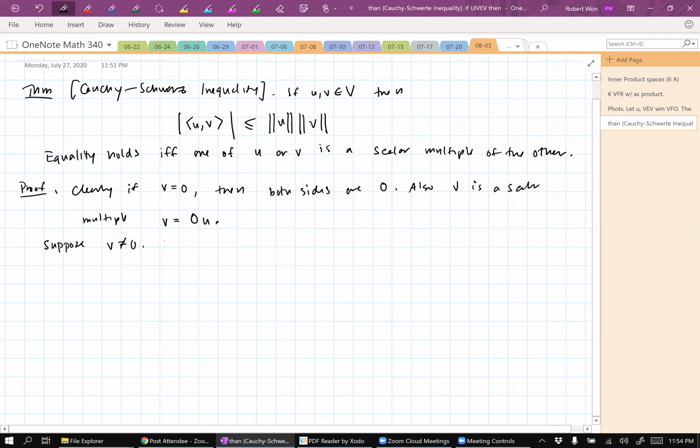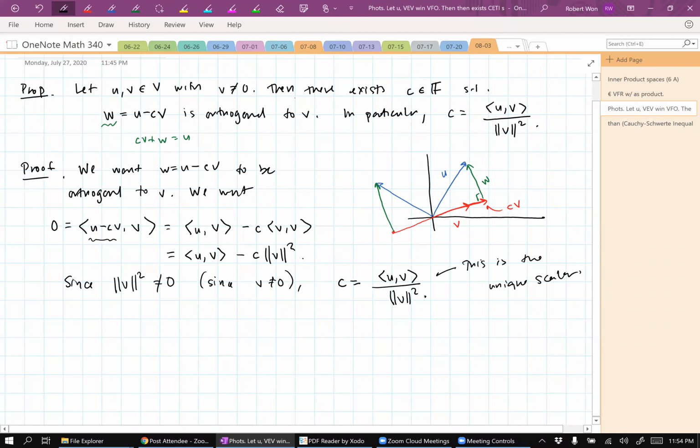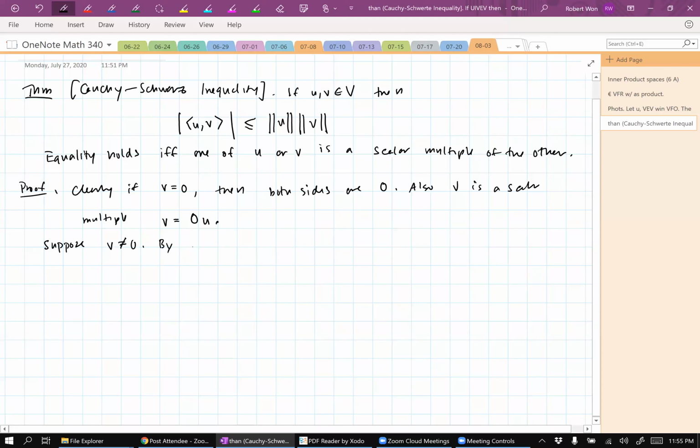Now, by the previous result, I have a non-zero vector v. It means that I can get a vector that's orthogonal to it by subtracting from u. If I have a non-zero vector v, I can get an orthogonal vector to v. So by the previous result, w equals u minus the inner product of u and v divided by the length of v squared, times v, is orthogonal to v.